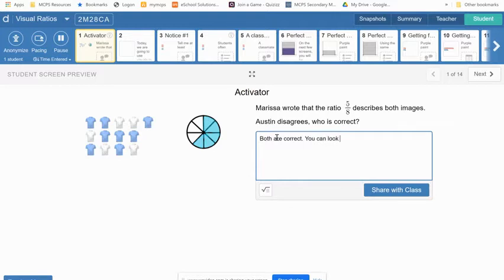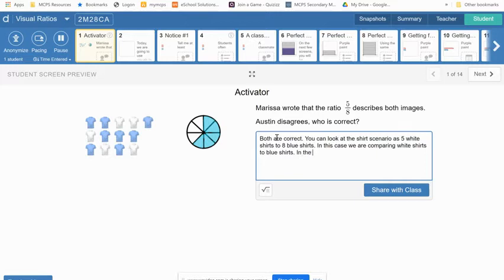You can look at the shirt scenario as 5 white shirts to 8 blue shirts. In this case, we are comparing white shirts to blue shirts.